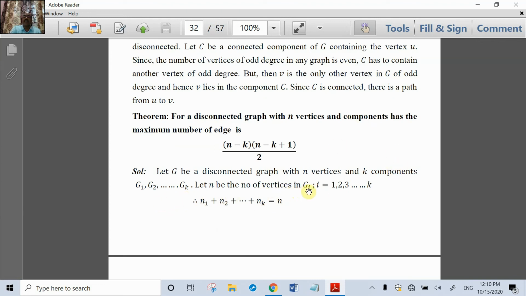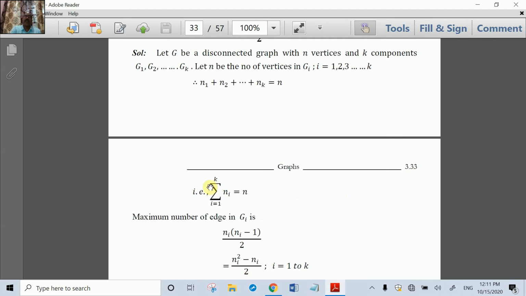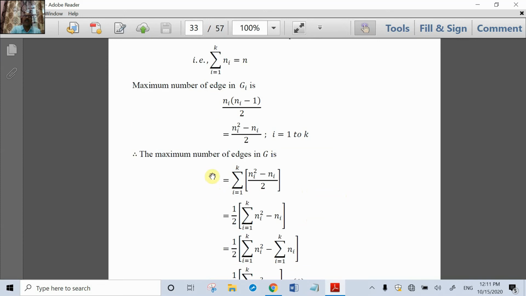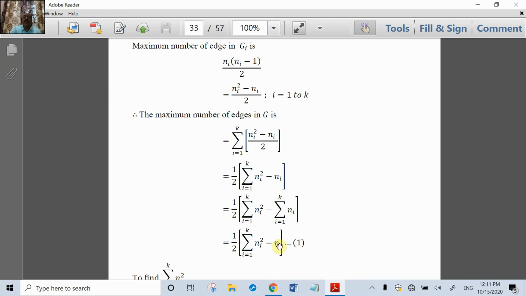Let ni be the number of vertices of Gi, i equal to 1 up to k. Then n1 plus n2 plus ... plus nk equals n, that is, sigma ni equals n. We know the maximum number of edges in Gi is ni(ni minus 1)/2, that is, (ni squared minus ni)/2. Now the maximum number of edges in G is sigma i equal to 1 to k of this, that is, 1/2 sigma ni squared minus sigma ni. Now this value is n.